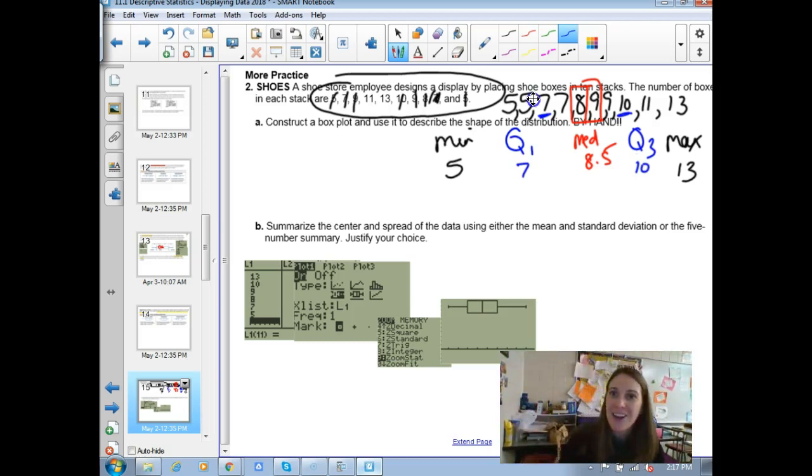Timeout. If you do your 5-number summary on your calculator, it'll clearly tell you min, Q1, median, Q3, and max. If you're doing it by hand, what you have to remember is that the median, the middle right here, is the endpoint. From here to here, you have to find the median again. So you start crossing them off from the beginning and end like we did before.